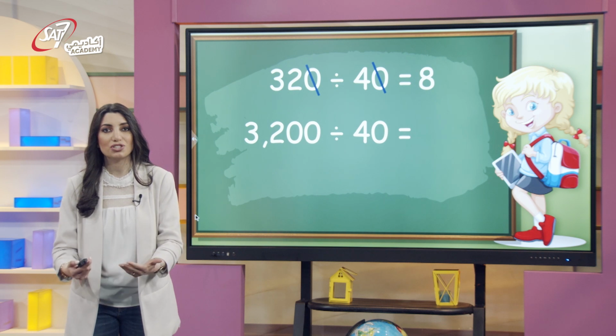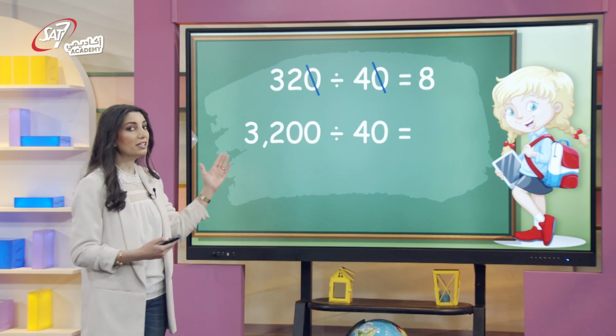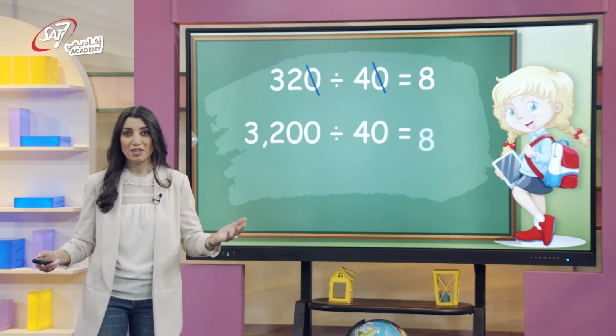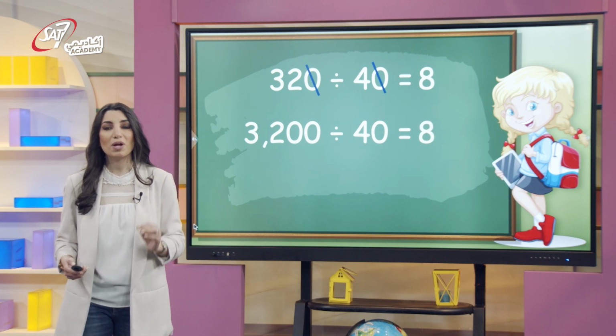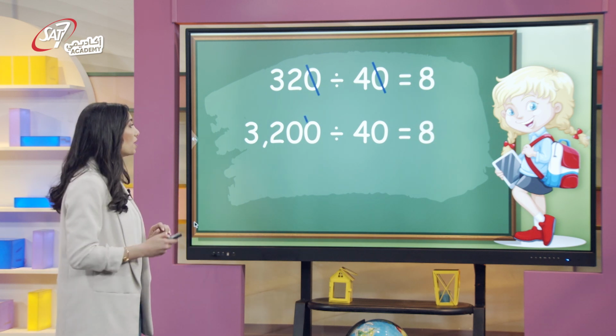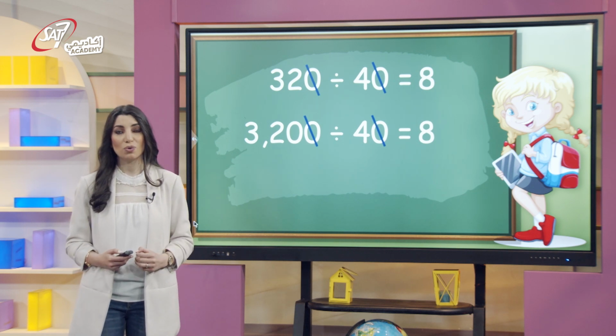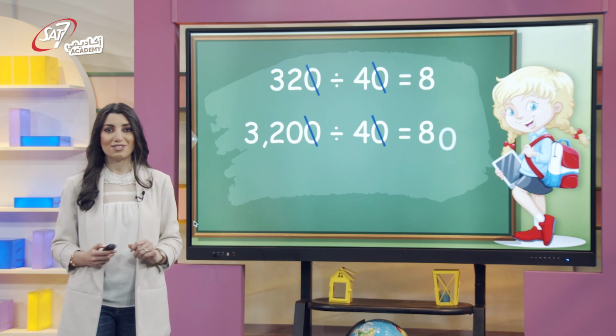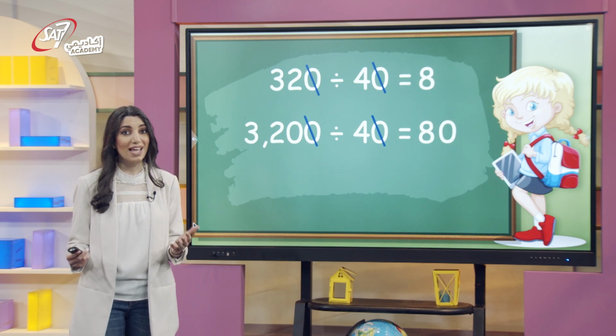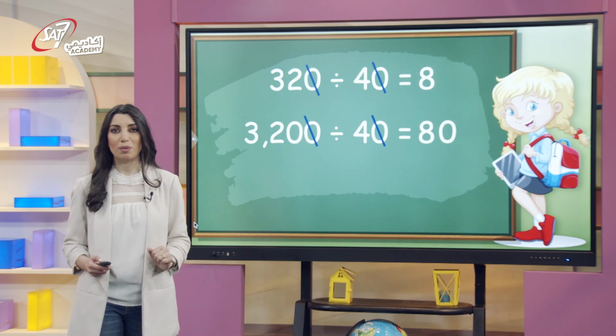Let's say there are 3,200 members in the sports club who want to enroll in classes of 40 each. 32 divided by 4 is 8. Then we cancel the same number of zeros from both numbers. We are left with only one zero, which we will add to the answer. Easy trick? Let's try one more example.